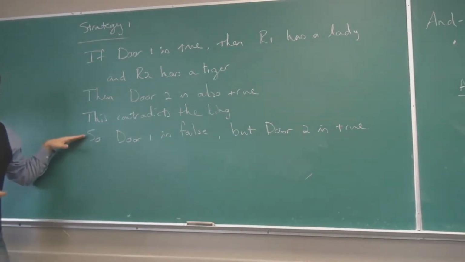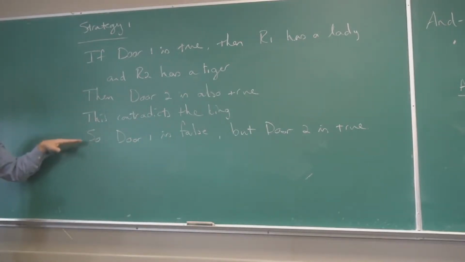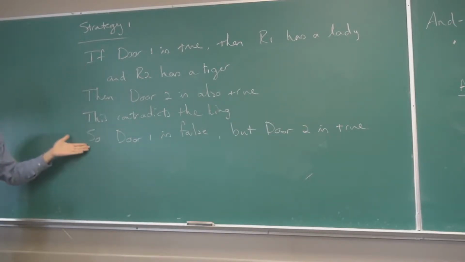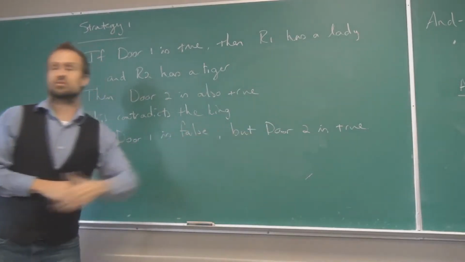Is everyone happy so far? It makes sense so far. You have to follow this 100%. There's no guessing at any stage. So we've concluded door 1 can't be true. So door 1 is false. But the king said one of the doors is telling the truth, so then it has to be door 2.